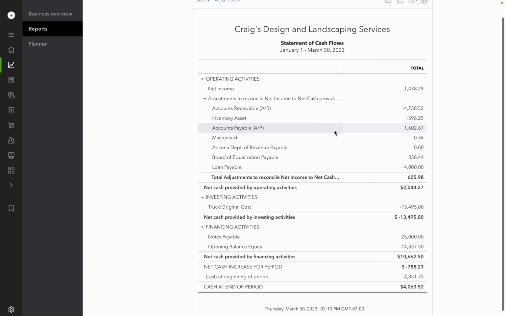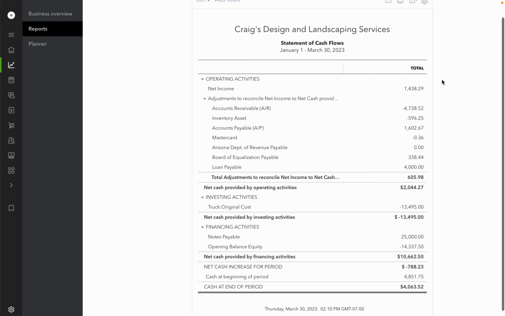The statement of cash flows is broken down into 3 major headers. You're going to have your operating activities up top, you're going to have your investing activities, and then you're going to have your financing activities. What it's going to show you is how much money you started with in liquid cash at the beginning of the month. It's going to show all of the sales that came into that cash, all of the expenses that came out of that cash, and then it's going to give you what your net cash flow was at the end of the month.